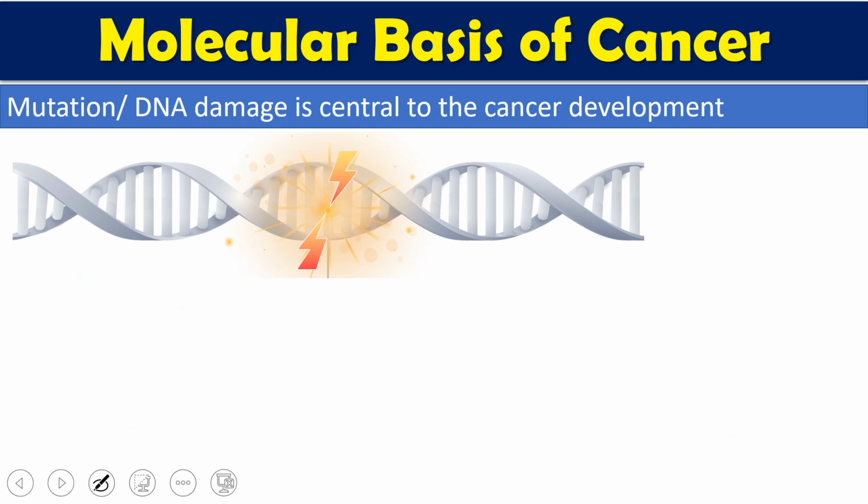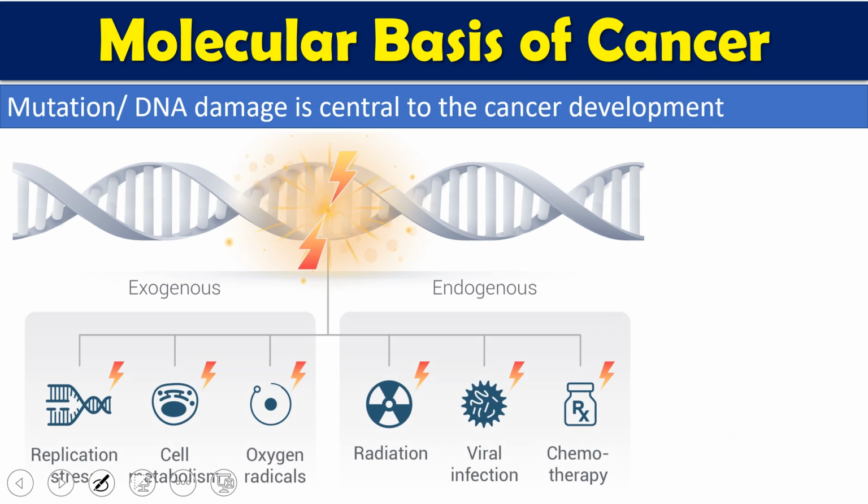So this is a DNA which is going to be mutated. Mutation means any sudden change in the DNA, either in the sequence or in one nucleotide or many nucleotides. Ultimately, it is going to change the DNA sequence. That is called mutation. These mutations may occur because of a number of factors.